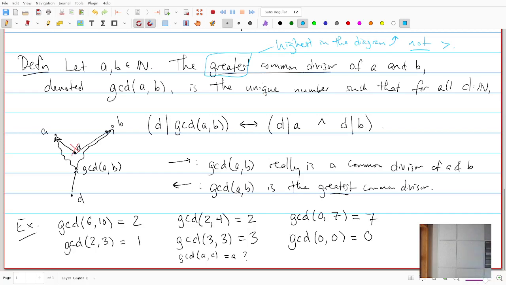You can define LCM very similarly. You just flip things around, like you flip the direction of the divides relation. So you flip these, and you write LCM instead of GCD. I'm not going to do it because we're not really going to talk about LCM much, but you could if you wanted to.